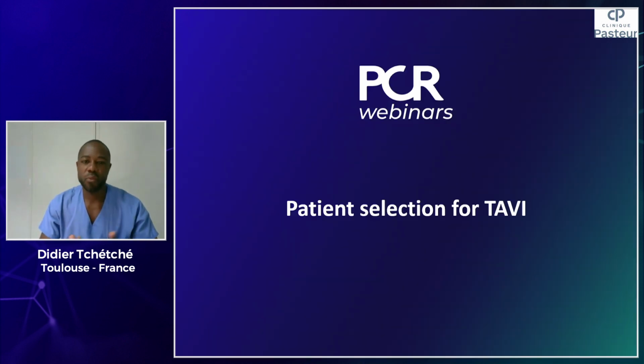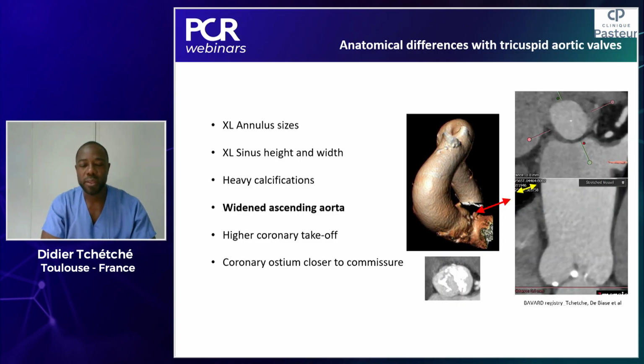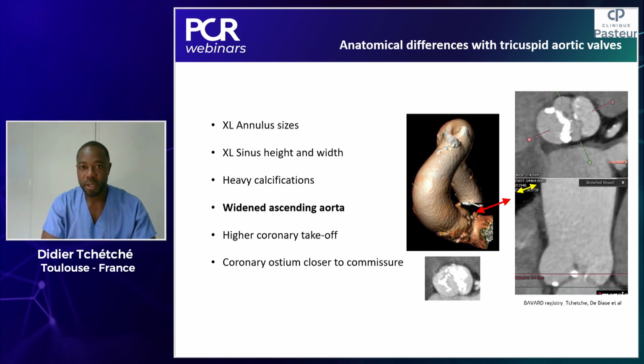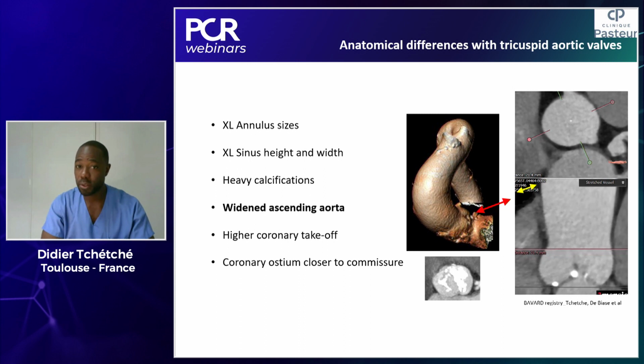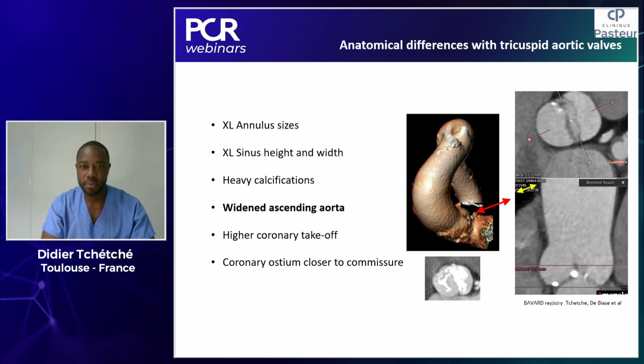So the first thing that we need to understand is that all the patients that have been treated and reported in the literature are overall selected bicuspid aortic valve patients, because we all know that there are differences in terms of anatomical features of bicuspid aortic valves as compared to tricuspid valves: larger annuli, the same circularity, dilation of the descending aorta, and more importantly, an extensive calcium pattern.